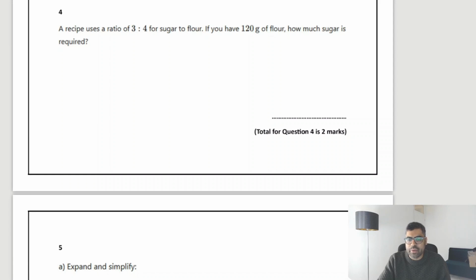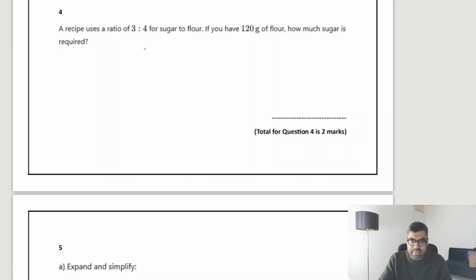A lot of times people get confused in ratios because they're taking the 120 and they're like, how do I split it across the 3 and the 4? In this case, the 4 parts relates to 120. So we have 7 parts in total. We have 4 parts that relates to 120 grams. So we can use that information to work out how many 3 parts is.